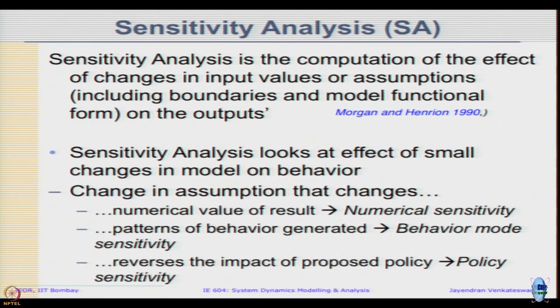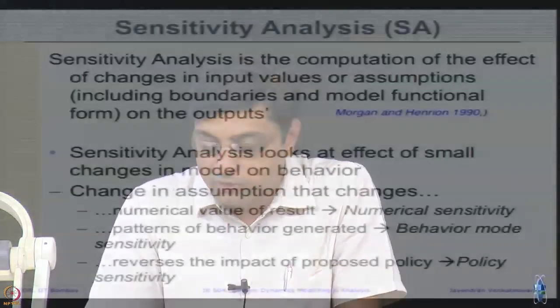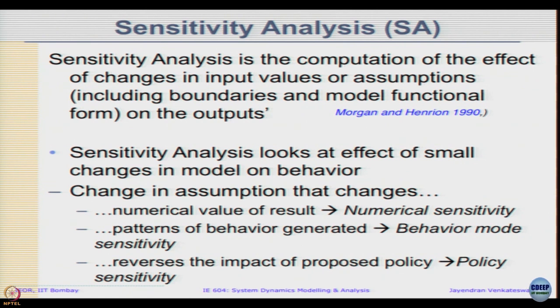the reasons or the effect of a single parameter change. If a change in assumptions, whatever the assumption, any parameter value, results in only a change in the numerical value of the result, that is called numerical sensitivity. If the pattern of behavior generated itself changes, then it is called behavior mode sensitivity. Yesterday in the muskrat example, when we changed the proportionality variable, we got exponential growth, or exponential decay, or a stable value. Right? So that is behavior mode sensitivity, and that behavior mode is sensitive to that parameter value. So the entire behavior changes. But for certain parameters, maybe it is exponential growth, but only the numerical value changes after a few years. Then it is called numerical sensitivity. If it reverses the impact of a proposed policy, it is called policy sensitivity. We look at policy analysis in a minute.